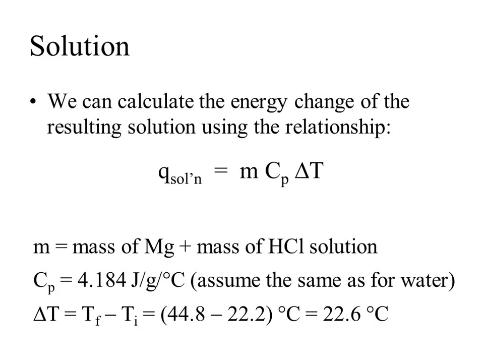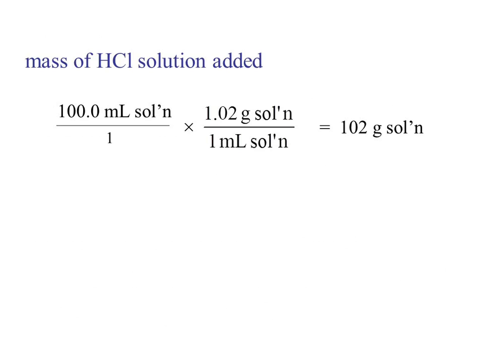Okay, so we can knock out the Q of the solution using the mass. Remember, we have to account for that little mass of the magnesium and the big mass of the water. The specific heat, they told us go ahead and use the specific heat of water. Sometimes they'll give it to you in the problem. And of course, the initial and the final temperature of the water was given. Okay, so the mass of the HCl solution using the density, 102 grams.